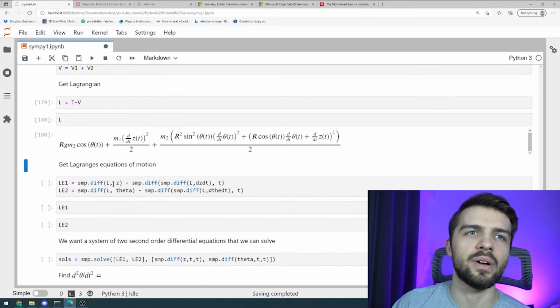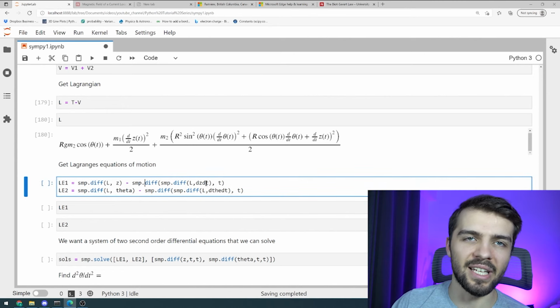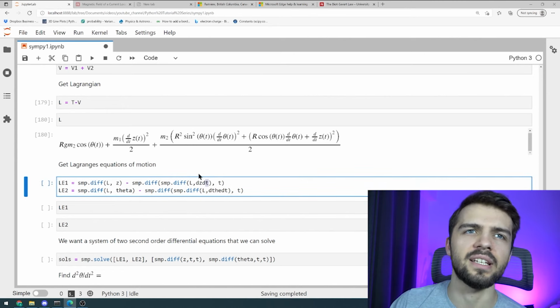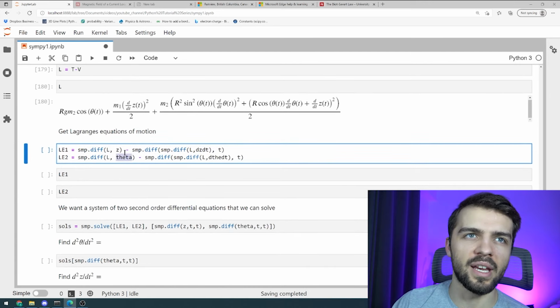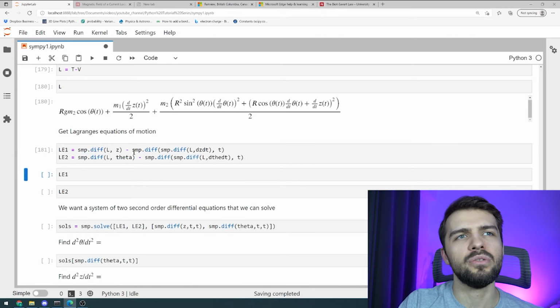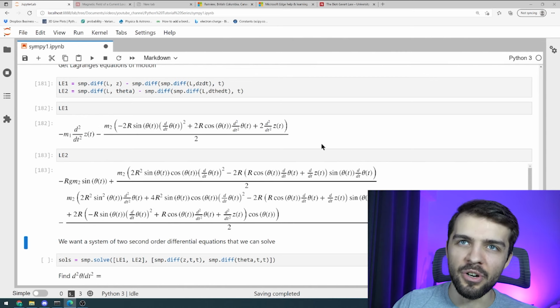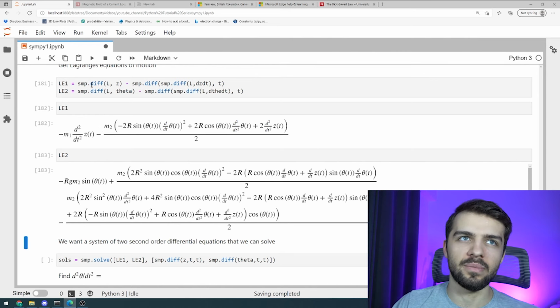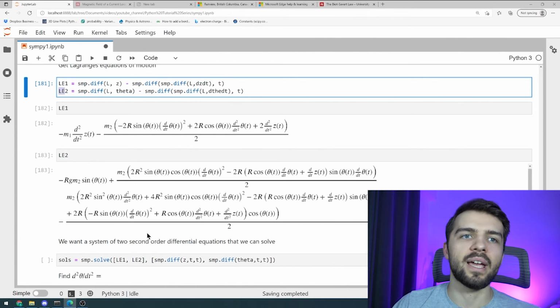I get my two Lagrangian equations, dL/dz minus d/dt of dL/dz dot. Dz dot, of course, is dz/dt. It's my first equation, complicated. Second one, and it holds for theta and it holds for z. And I get my two Lagrangian's equations, complicated functions like this. Remember that this equals zero and this equals zero. That's how it returns these equations. That's essentially what it means.